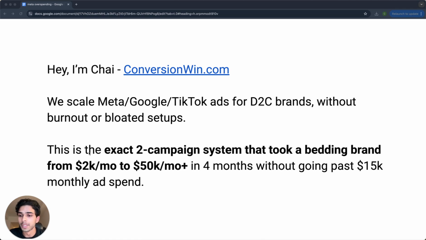And it's such a big problem where you're flying blind, usually with Google and Meta, on what customers are bringing you, and their default setups are so poorly done that you start to think that they do it on purpose. So I'm going to go through an exact 2 campaign system that took a betting brand from $2,000 a month in revenue to $50,000 a month in revenue.